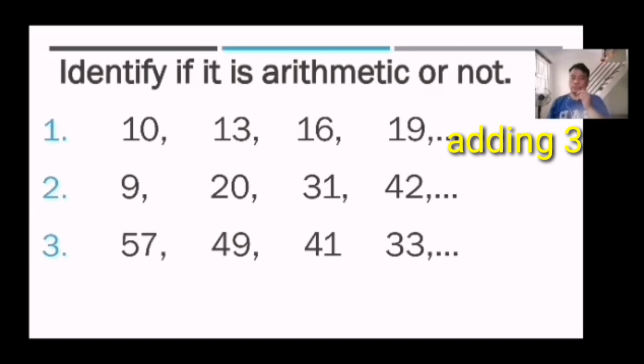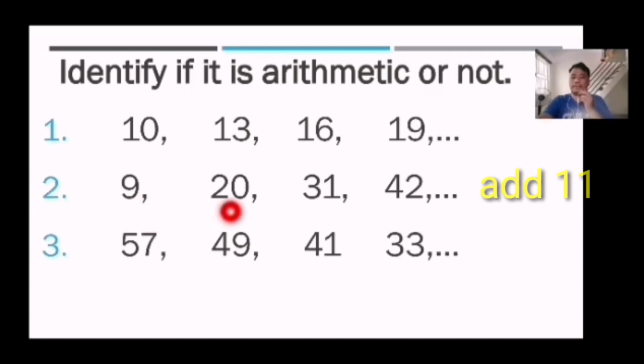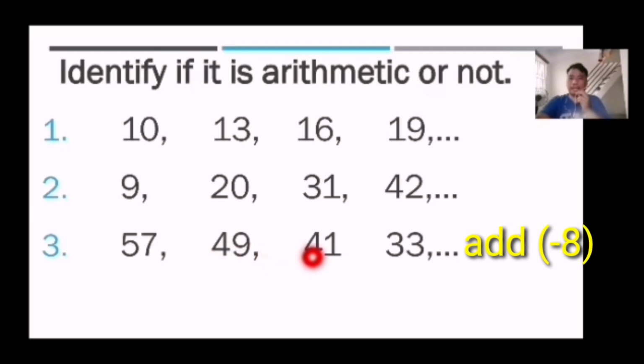Let's move on with number 2. 9, 20, 31, 42. We can observe that to get the succeeding term, we add 11. And lastly, number 3. 57, 49, 41, and 33. We can observe that to get the succeeding term or the next term, we add negative 8.